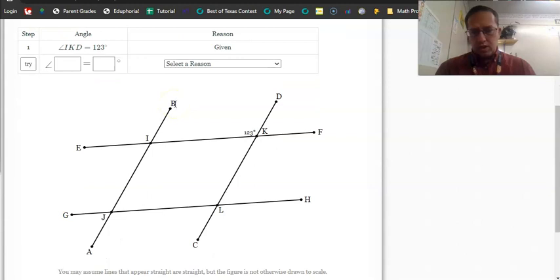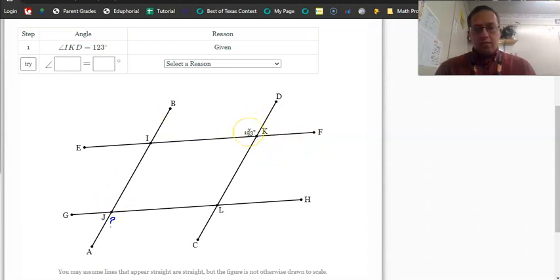Where is AJL? So we are looking for the measure of this angle right here. That's what we are trying to find. And we want to be able to prove everything that we do. So I know this is 123 degrees, but angle IKD doesn't relate to angle AJL because they're not on the same transversal, are they? We don't have one line that connects the two of them, right? So we have to get it there.